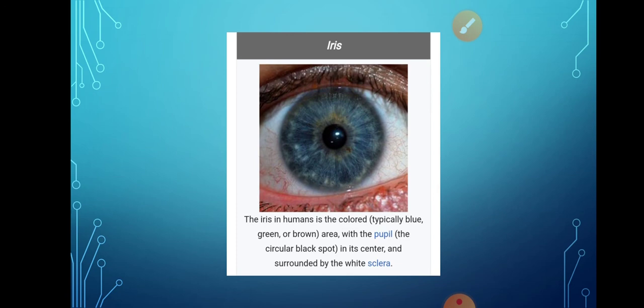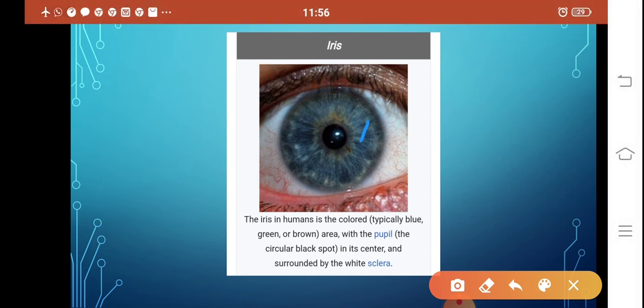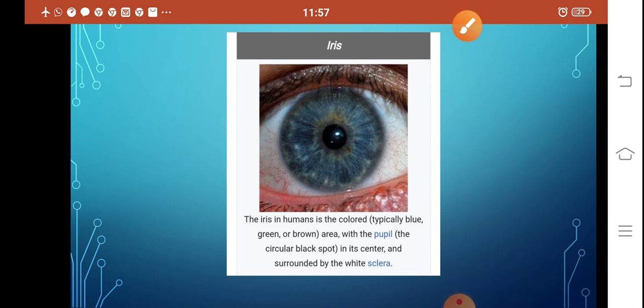The iris in humans is the colored area with the pupil in the center, surrounded by the white sclera. So this is the white sclera. The circular dark black spot, two things: this is the circular black dark spot and white, and it is surrounded by the white sclera. You know the size and the color of the eye. Different types of eyes are there: blue-colored eyes, blue, black, and it is because of the iris.